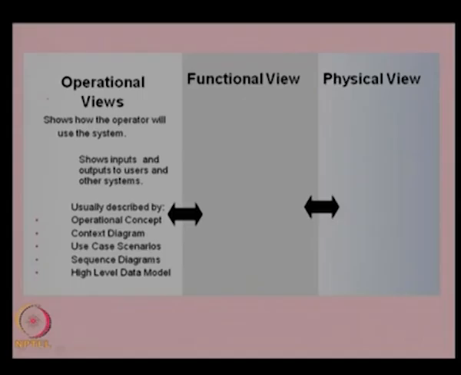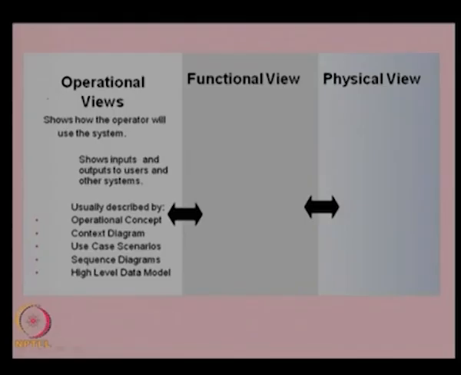In the operational view, what we try to see is how the system will be used by an operator or a consumer, and it is described by the operational concepts, context diagram, use case scenarios, sequence diagrams and data modeling. In the previous lectures we discussed this operational scenario, and we identified the requirements through the operational concepts, context diagram, use case scenarios and input output trace. From this operational view we create the originating requirements, and these originating requirements will be documented for the next level of design.